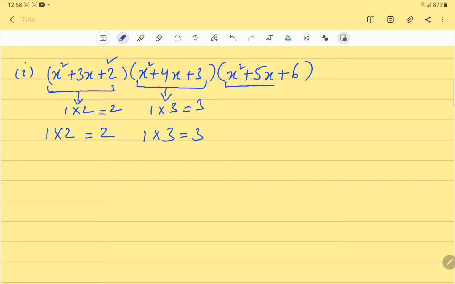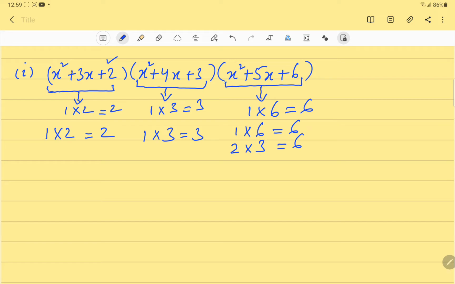Then comes the third bracket. Coefficient of x squared is equal to 1. So 1 into 6 is equal to 6. Here we have the following possible pairs of factors. 1 into 6 is equal to 6. Then 2 into 3 is equal to 6.